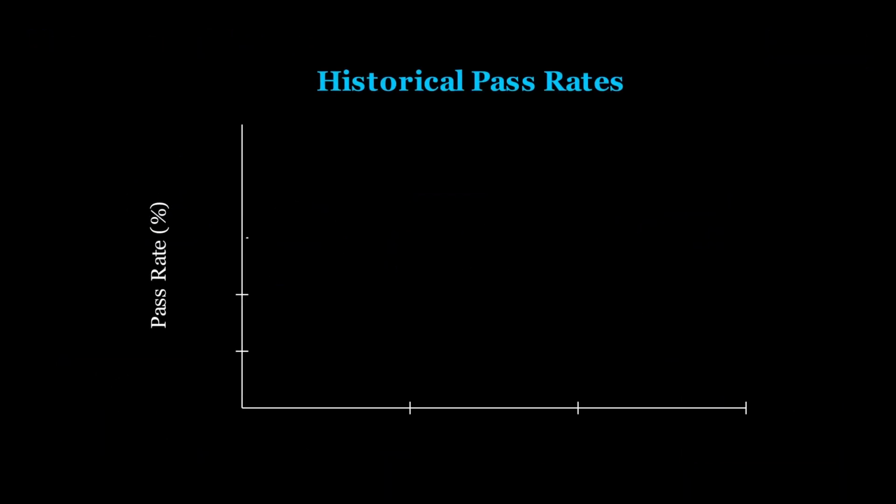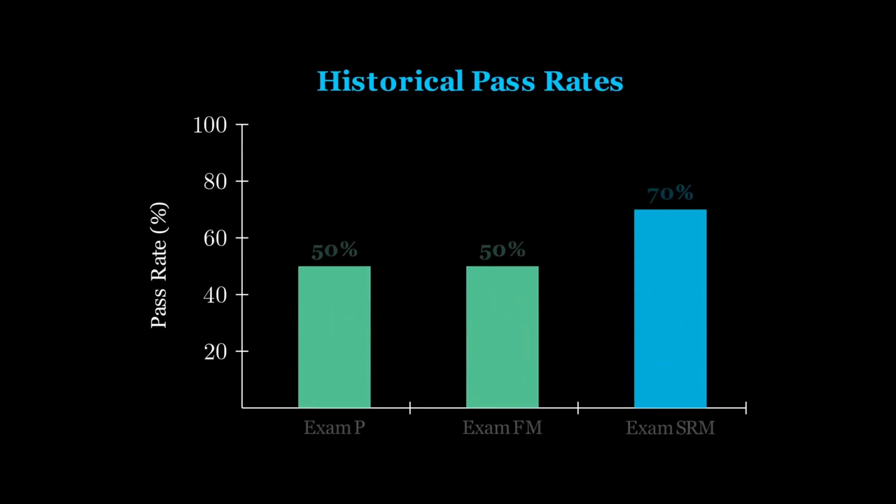So how difficult is Exam SRM? Of course, this is going to vary depending on the individual. However, one aggregate metric we can look at is the historic pass rates. The pass rates for Exam SRM are consistently around 70%. Exam P and Exam FM have pass rates of around 50%.